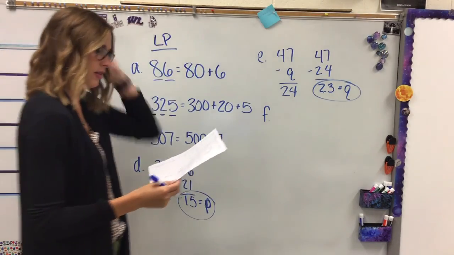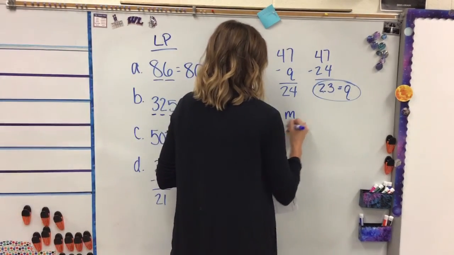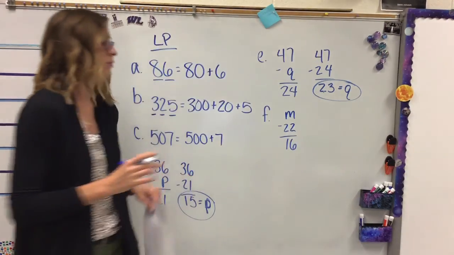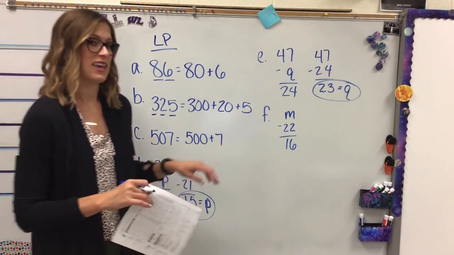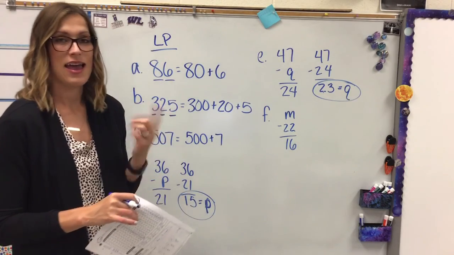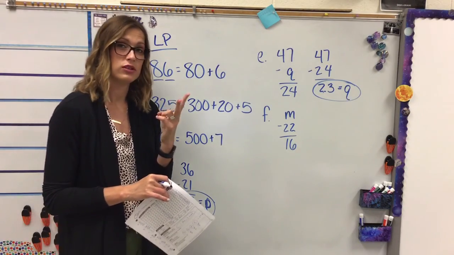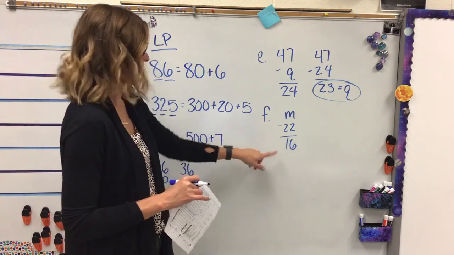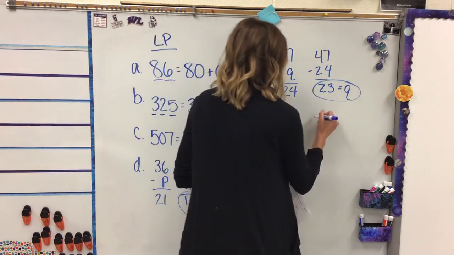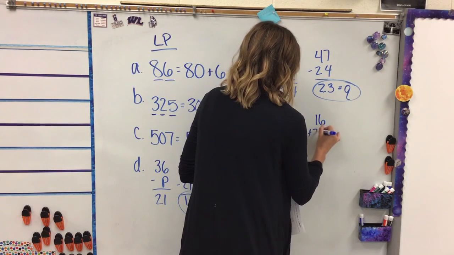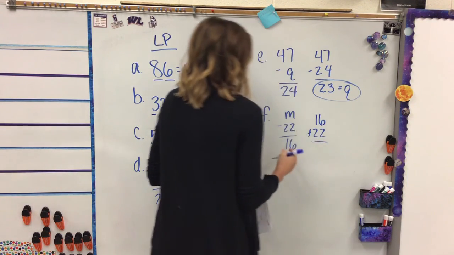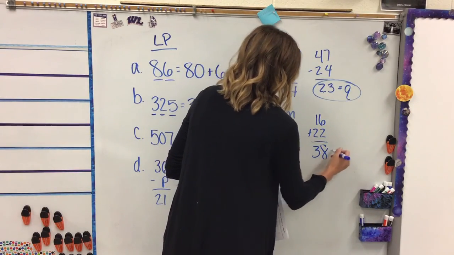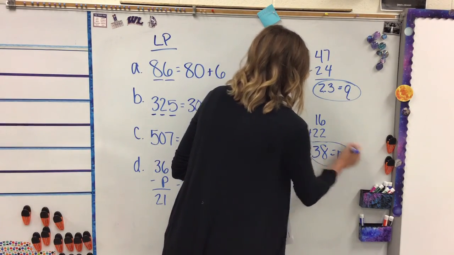F. M minus 22 equals 16. Is my missing number first or second? Well, if my missing number is first, I'm going to add. If my missing number is second, I'm going to still subtract. My missing number is first, so I need to add. So I'm going to do 16 plus 22. 6 plus 2 is 8. 1 plus 2 is 3. So I get 38 equals M.